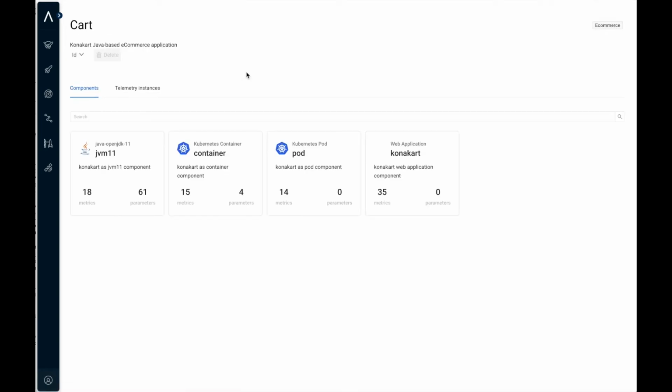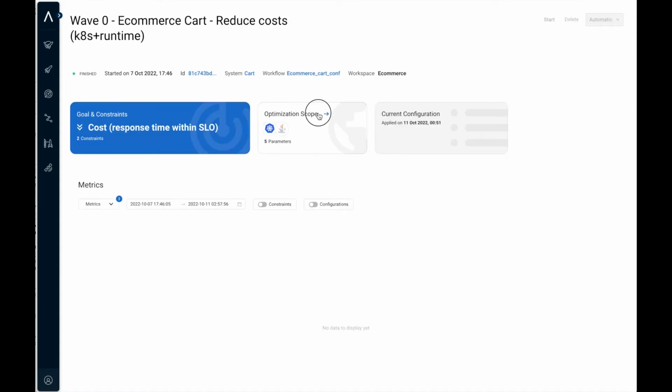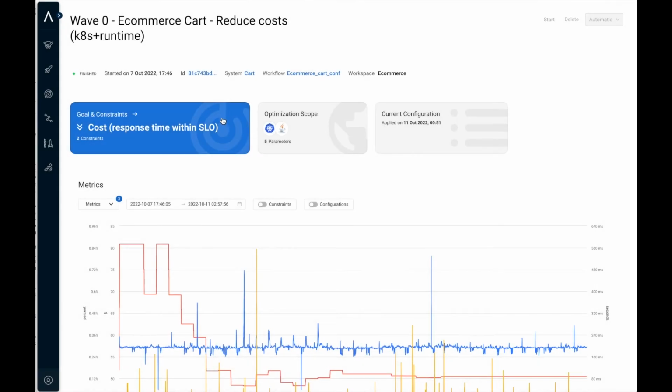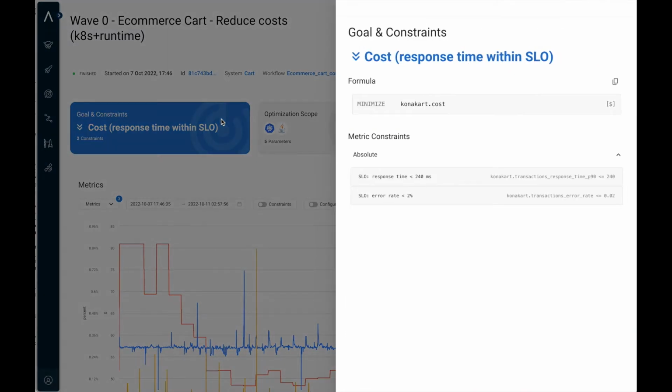This is a Java-based microservice, and indeed, the optimization scope includes both JVM and Kubernetes parameters, such as CPU and memory limits, JVM active processor count, GC type, and max heap size parameters. The optimization goal is to minimize the cost of the container running this microservice, with the additional constraints that both response time and error rate need to stay below the defined SLOs.